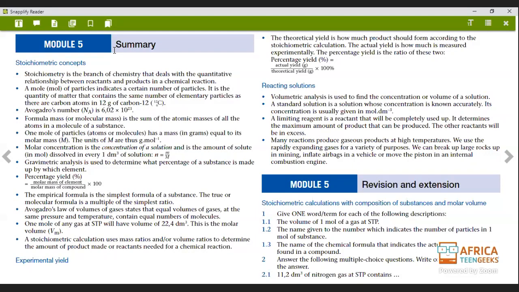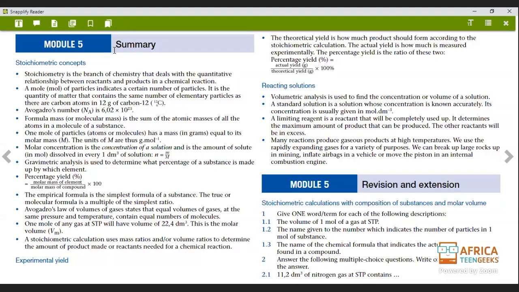Okay. So, 1 mole of any gas at STP will have a volume of 22.4 dm cubed, and this is the molar volume. Okay, do not forget that, because it will always be asked. They'll always want volume at STP, and you guys must know what to do. So, a stoichiometric calculation uses mass ratios. What does that mean? Or volume ratios, to determine the amount of product made or reactants needed for a chemical reaction.